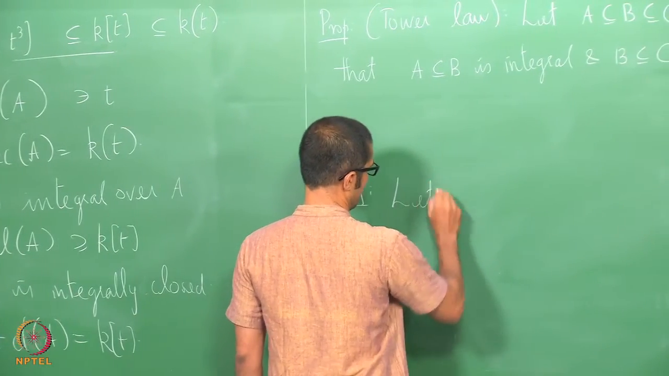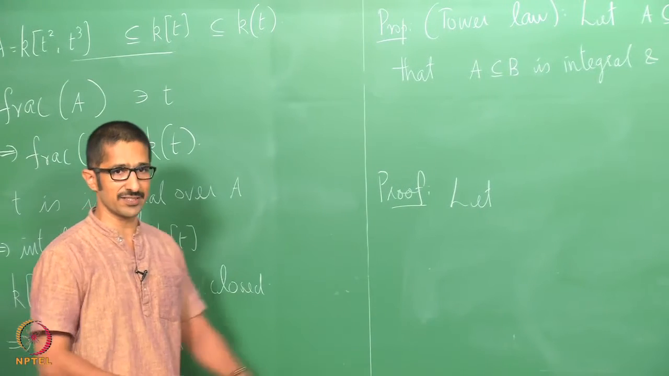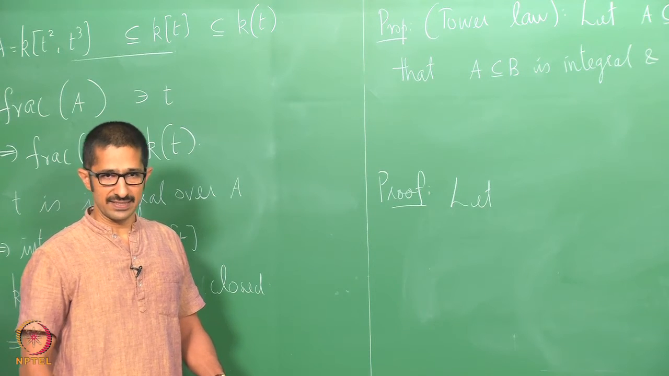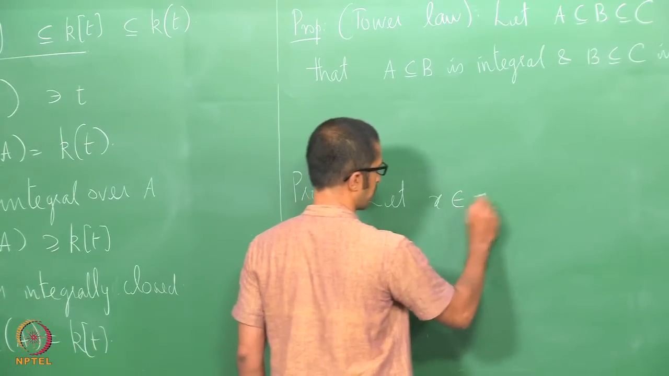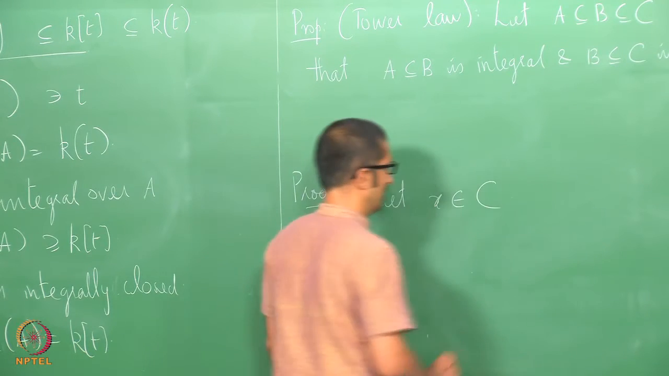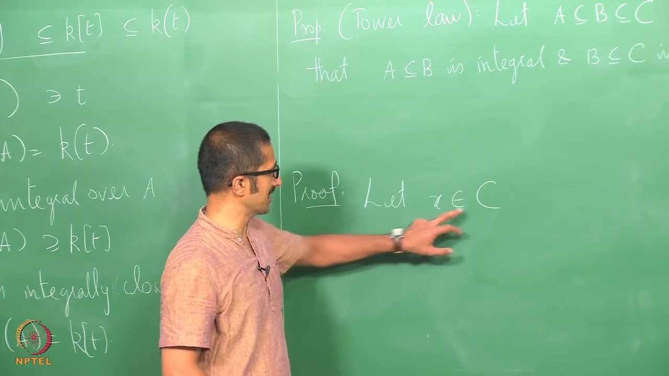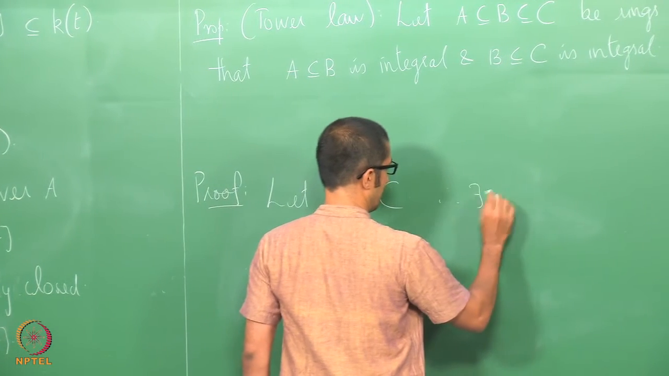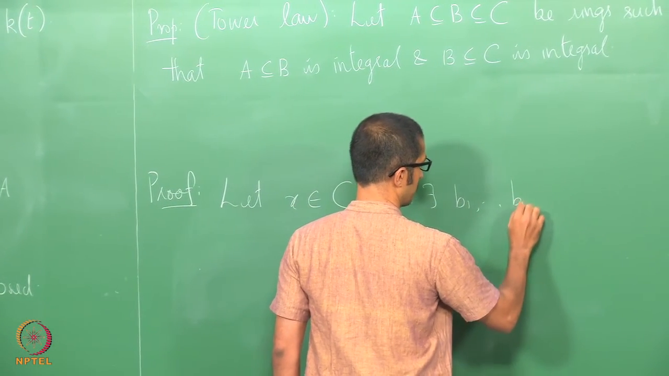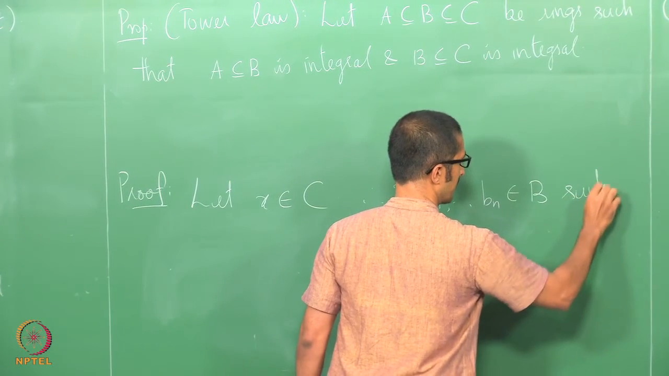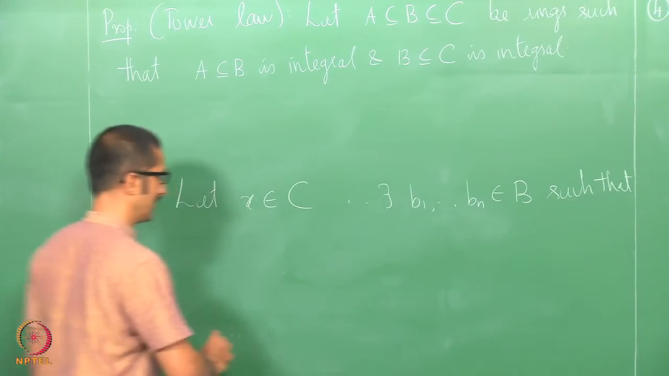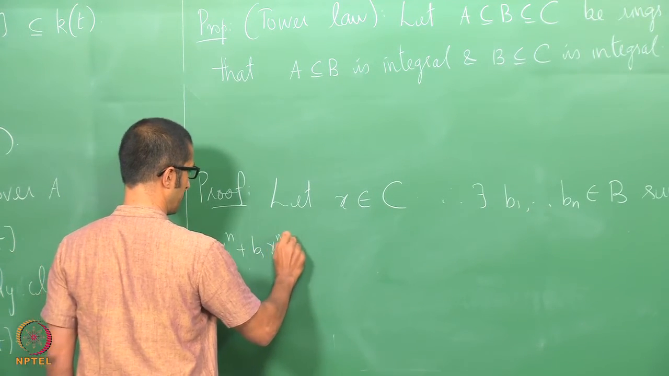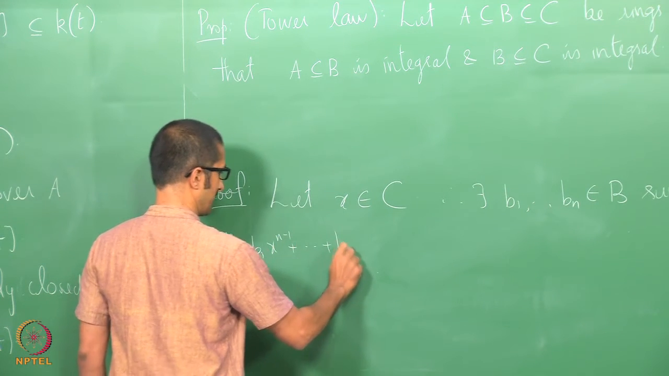Let us start with an element. When do you say an extension is integral? Every element is integral over the base ring. So, let us start with an element x in C. What we know is that x is integral over B. Therefore, there exist b1 etcetera up to bn in B such that x power n plus b1 x power n minus 1 plus etcetera bn is 0.